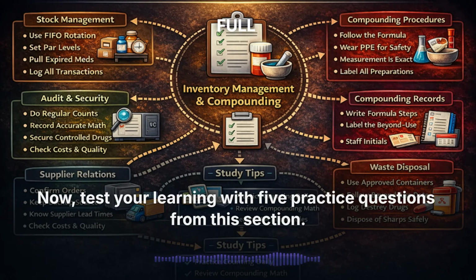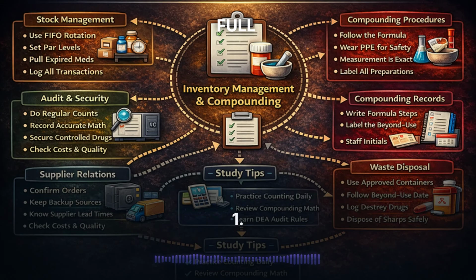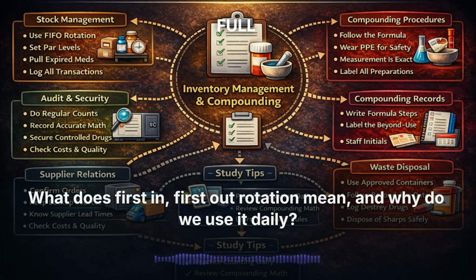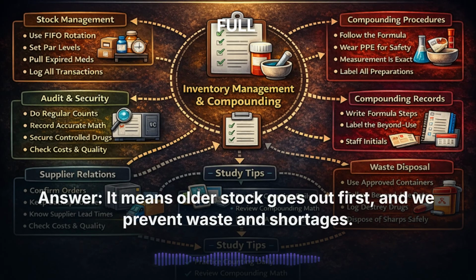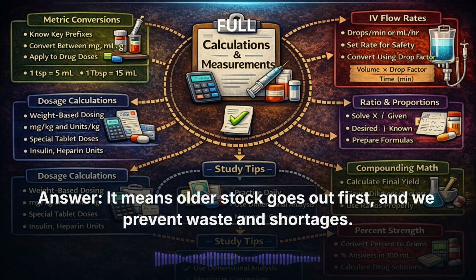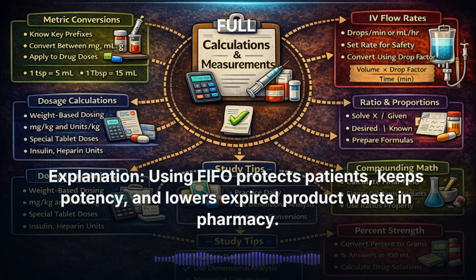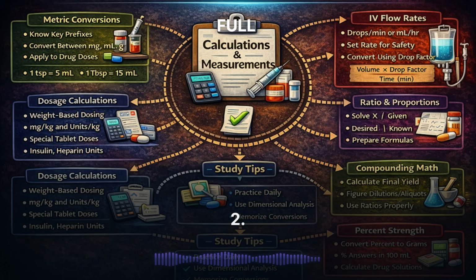Now, test your learning with 5 practice questions from this section. 1. What does first in, first out rotation mean, and why do we use it daily? It means older stock goes out first, and we prevent waste and shortages. Using FIFO protects patients, keeps potency, and lowers expired product waste in pharmacy.